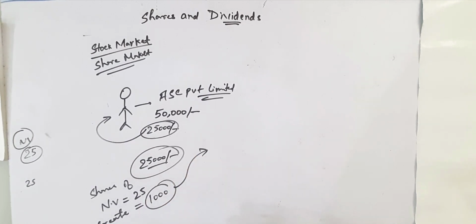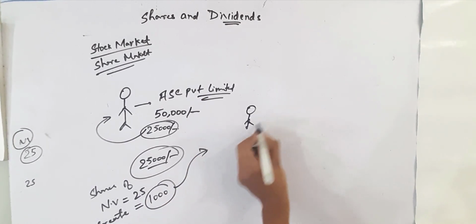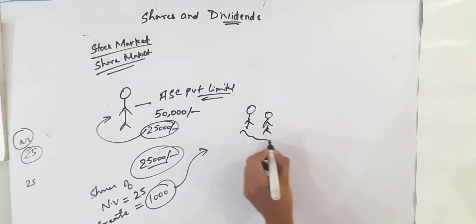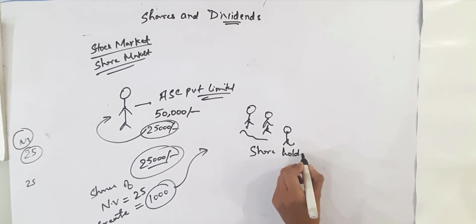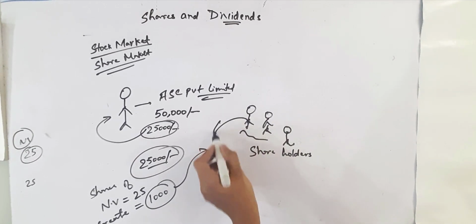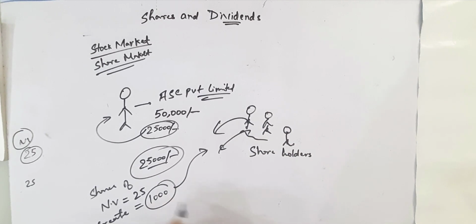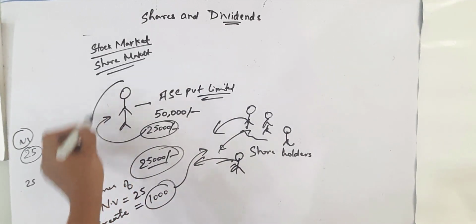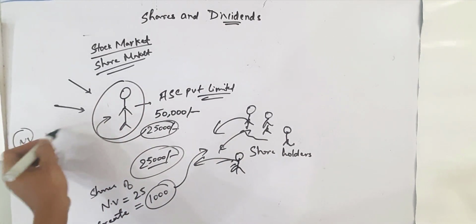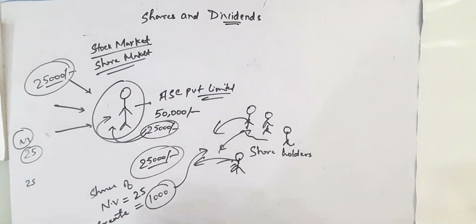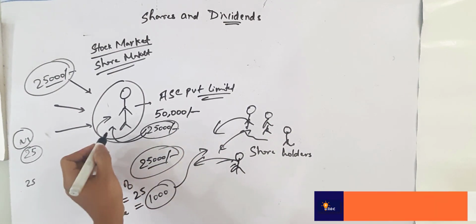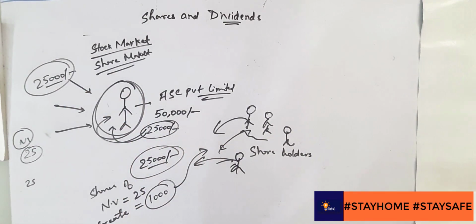and there will be many buyers. Those are called shareholders, who will come to his company and will start purchasing the shares. So many shareholders will come and start purchasing from his company. So what ultimately will he get? He will get 25,000 from the public and 25,000 of his own. So now he can start his business.